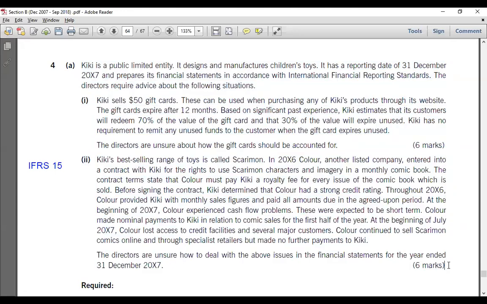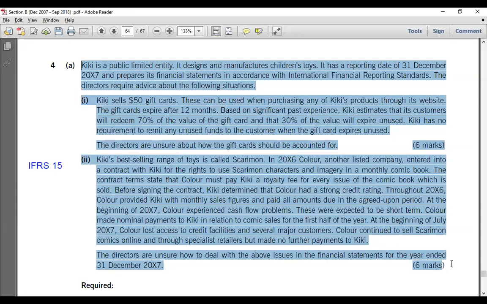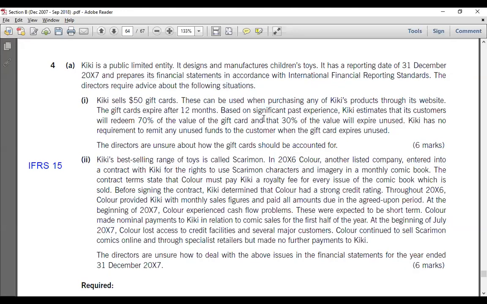Now we have a question of Kiki, and this is a detailed one. So let's solve one part before the break and the other after the break. It says Kiki is a public limited entity. It designs and manufactures children's toys. It has a reporting date of 31st December 2007 and prepares its financial statements in accordance with the IFRS. The directors require advice about the following situation.